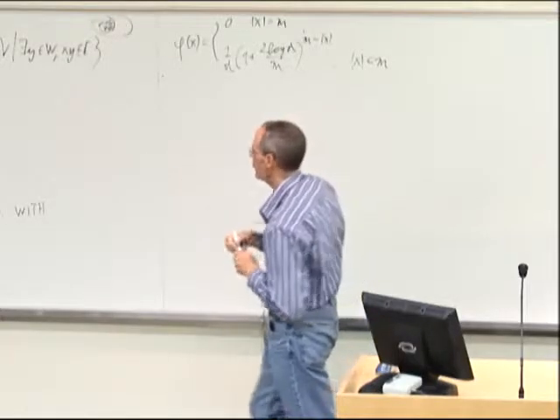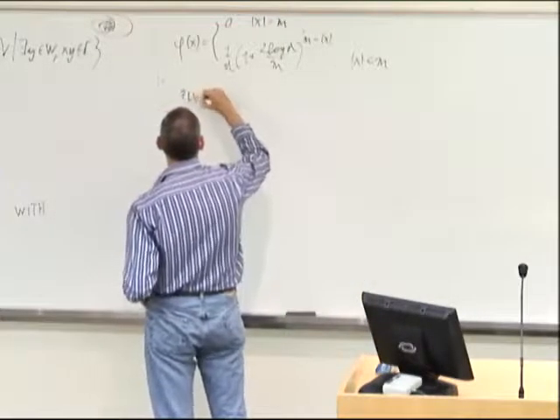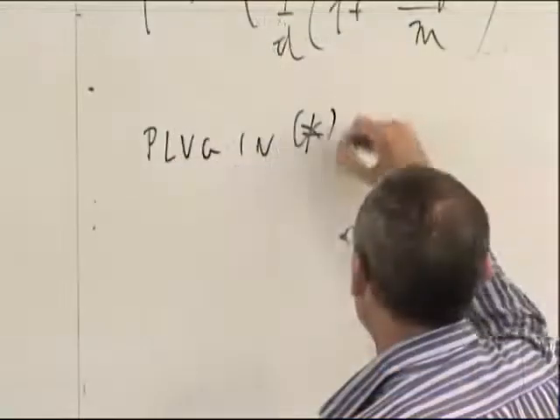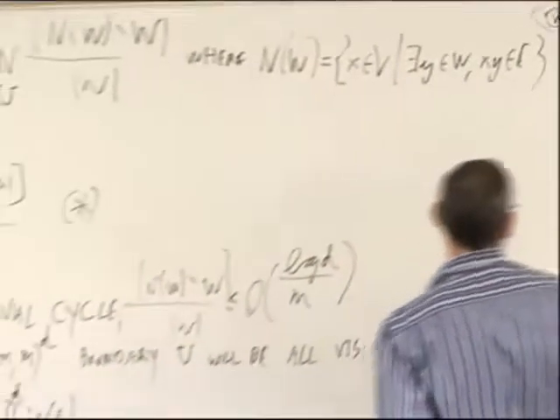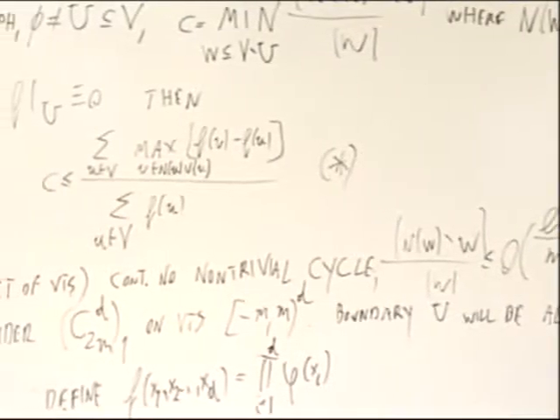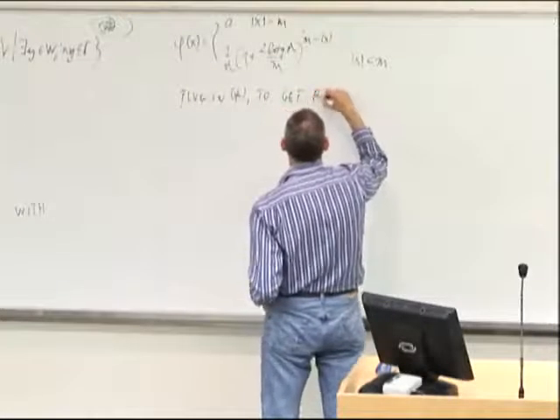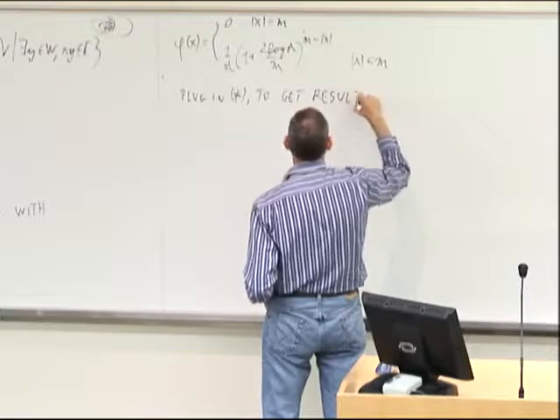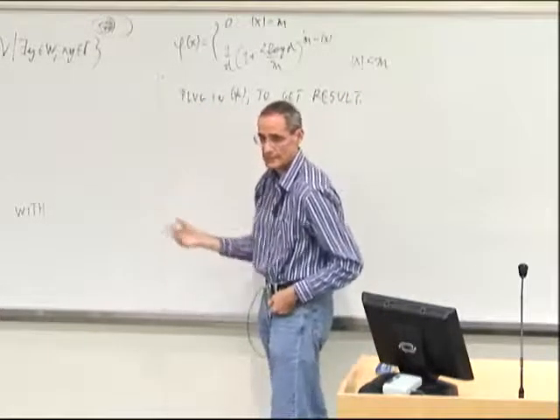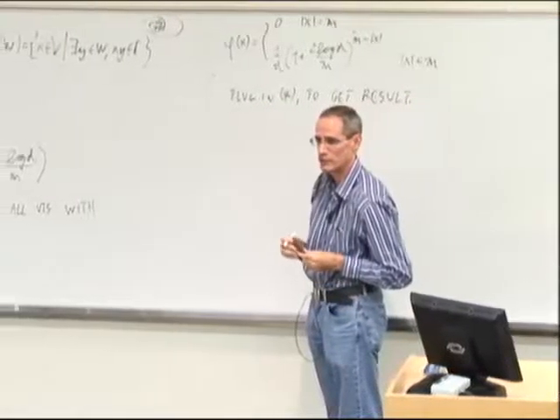Okay, so we now plug in star, write star here, and get the result. Right? Because an upper bound for C is exactly the existence of W with a small boundary here.